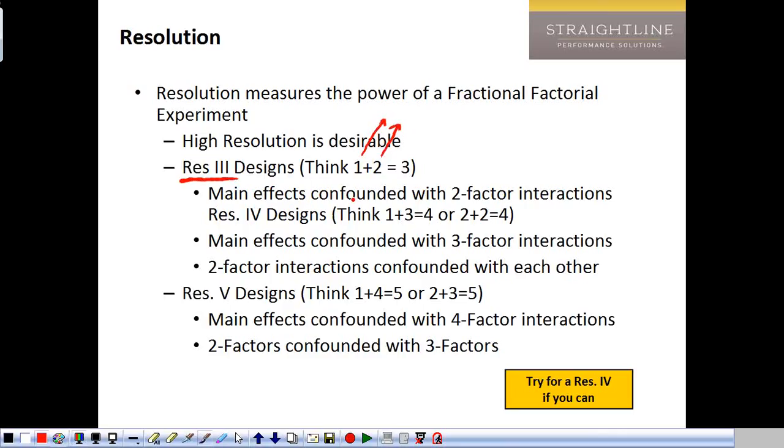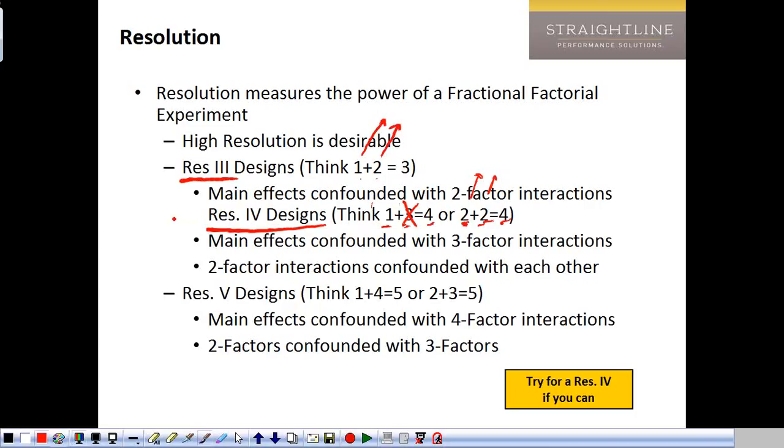Then there's a Res 4 design. These are either 1 plus 2 equals 3 for Res 3. For Res 4, 1 plus 3 is equal to 4, or 2 plus 2 is equal to 4. So the two-factor interactions are confounded with other two-factor interactions. Not so great, but this is pretty good. The main effects are confounded with the three-factor interactions. In this case, we're going to assume that it's not the threes, but it's the ones that make the difference. So Res 4s are pretty good.